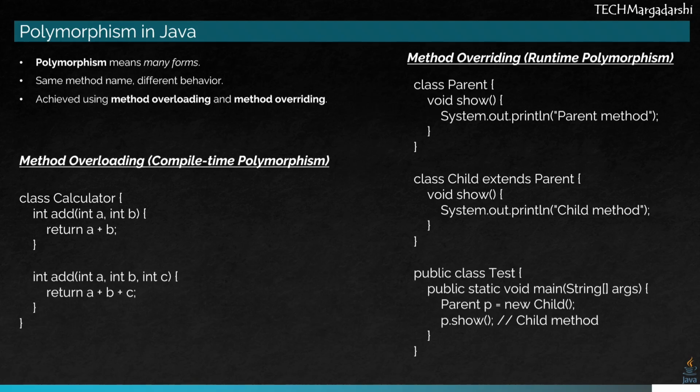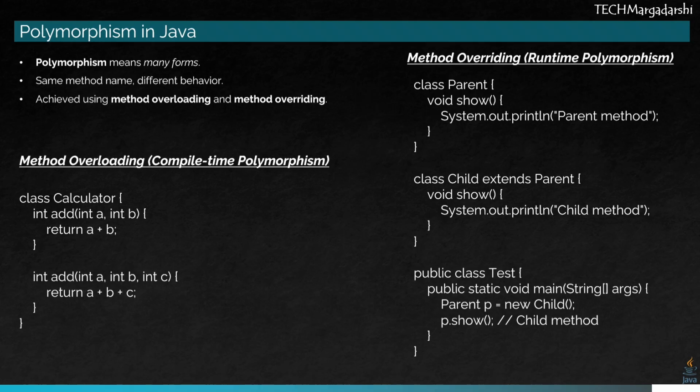We have a parent class with a method called show. Then we have a child class that extends parent and provides its own implementation of the same show method. Now look at the main method. Here, we create a parent reference pointing to a child object. Parent p equals a new child. When we call p.show, the child class method is executed.